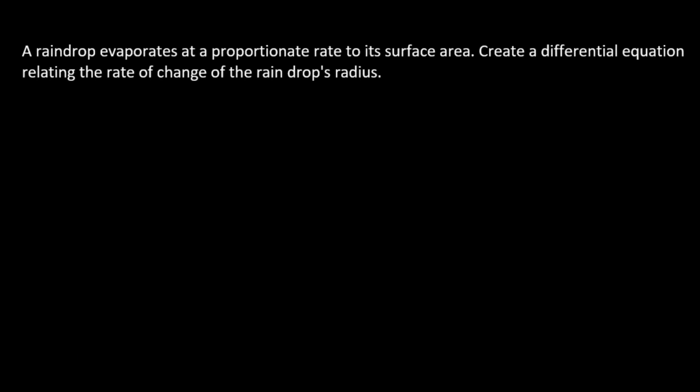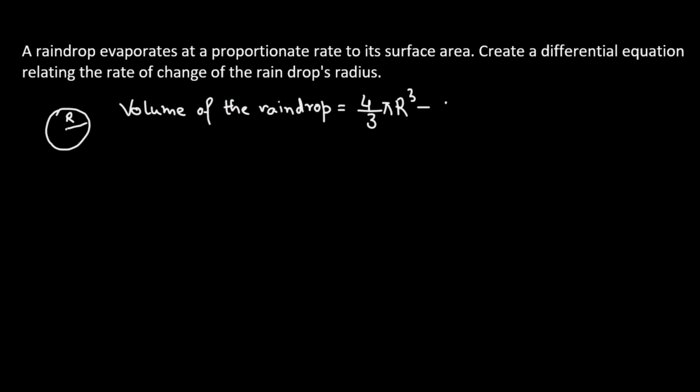Problem number 10. A raindrop evaporates at a rate proportional to its surface area. Create a differential equation relating the rate of change of the raindrop's radius. So we suppose that the volume of the raindrop is equal to 4 over 3 pi r cubed, let this be equation number 1, and the surface area is given by 4 pi r squared, let this be equation number 2.